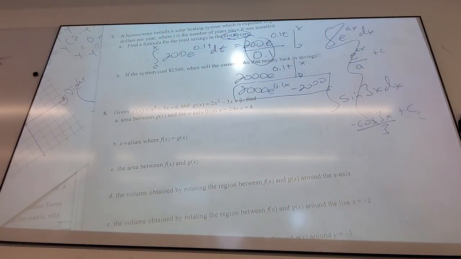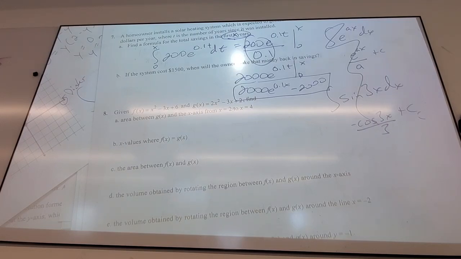Can we just leave it as a? That's it. That represents the amount of money I will have saved. When x is 0, how much money will I have saved? 2,000 times 1 minus 2,000, I've saved nothing yet, of course, right? So then the real life question is, if it costs $1,500 to install the thing, how long until I break even?